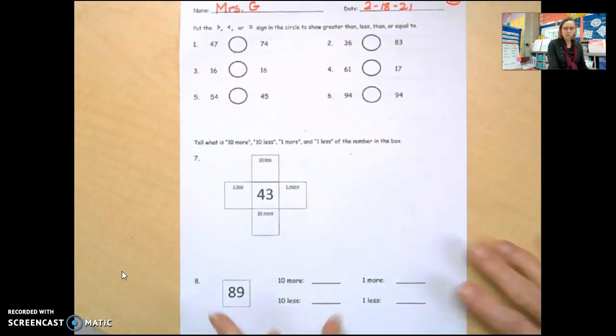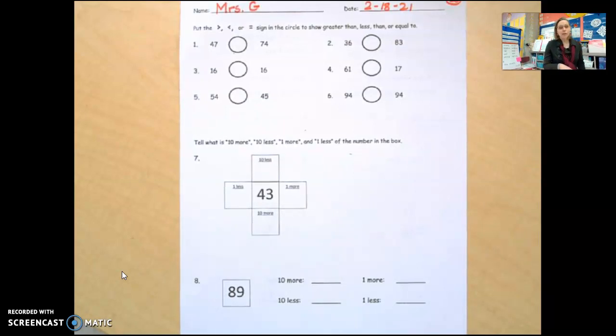So in this first section, I'm just going to go over the directions really quickly, and then it is up to you to do all the answers. Has to be 100% you. You can't get any help from anybody, okay? And then you need to make sure to send me both pages, okay?